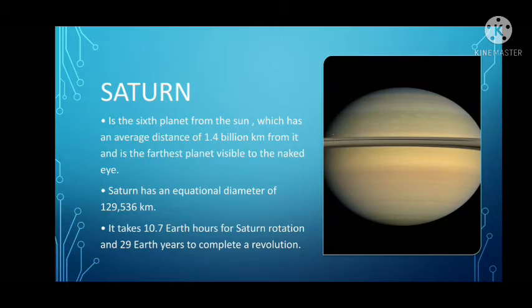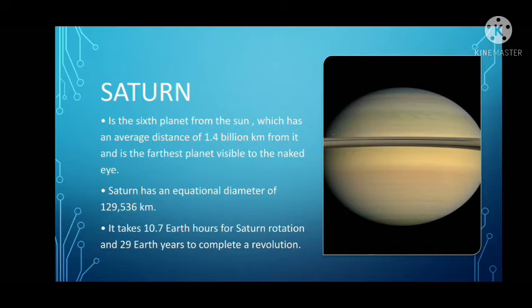Next is Saturn. Saturn is the sixth planet from the Sun, which has an average distance of 1.4 billion kilometers from it and is the farthest planet visible to the naked eye. Saturn has an equatorial diameter of 120,536 kilometers. It takes 10.7 Earth hours for Saturn to complete a rotation and 29 Earth years to complete a revolution.